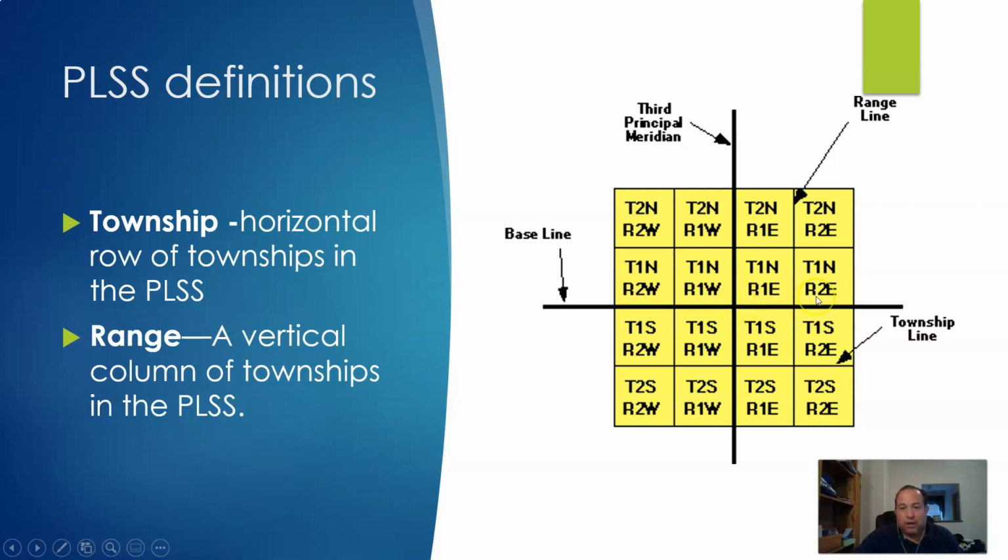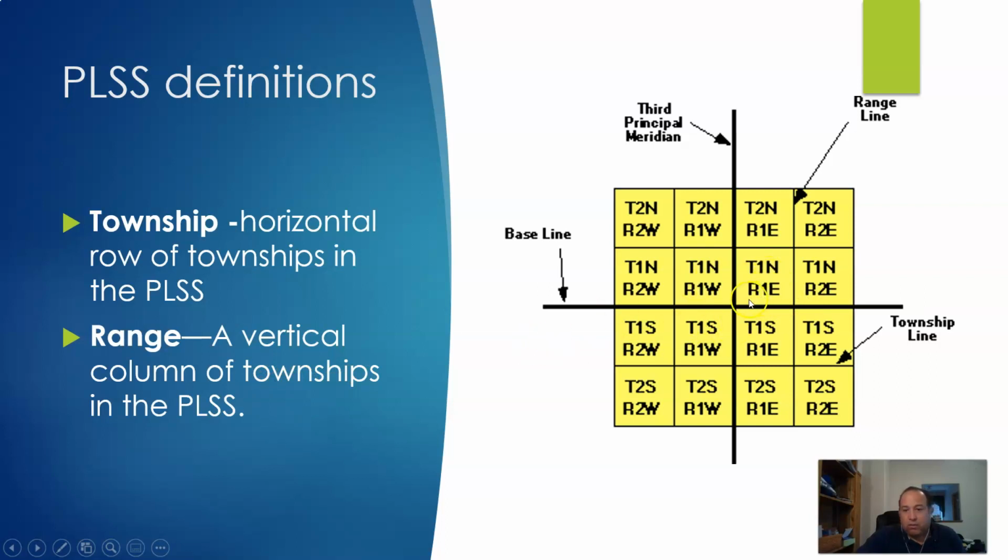So if we go right here farther east, we can see it still says 1 north because we didn't go any farther north, but it says 2 east now. Whereas once we go farther north, you'll see it says Township 2 North, Range 1 East. And then if we go farther east and farther north, Township 2 North, Range 2 East. So townships are going to be the horizontal row of townships, and the range is going to be the vertical column of townships in the PLSS.